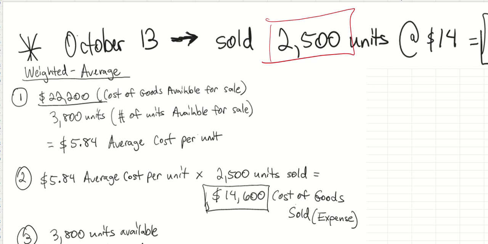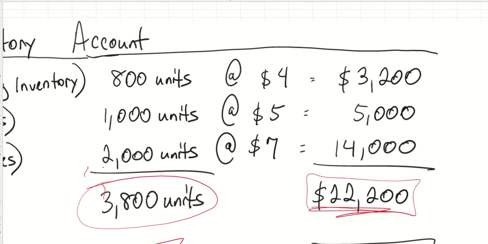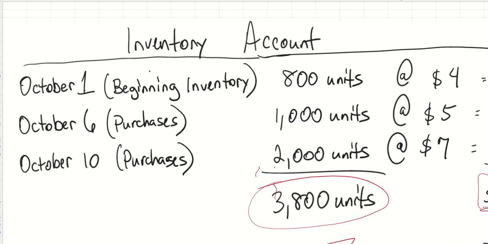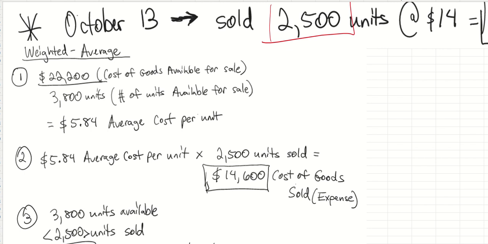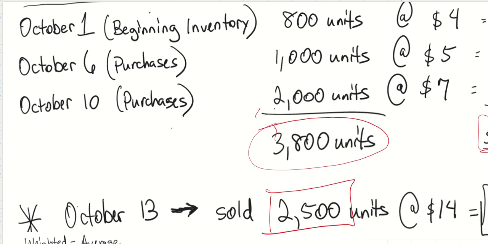So step one, you have to figure out what the average cost per unit is going to be. You're taking the cost of goods available for sale, which is $22,200, that comes from right here, and divided by the 3,800 units that's available for sale, that's currently sitting in the company's store or warehouse. This is the number of units that's available for customers to buy. And the 3,800 units is right here.